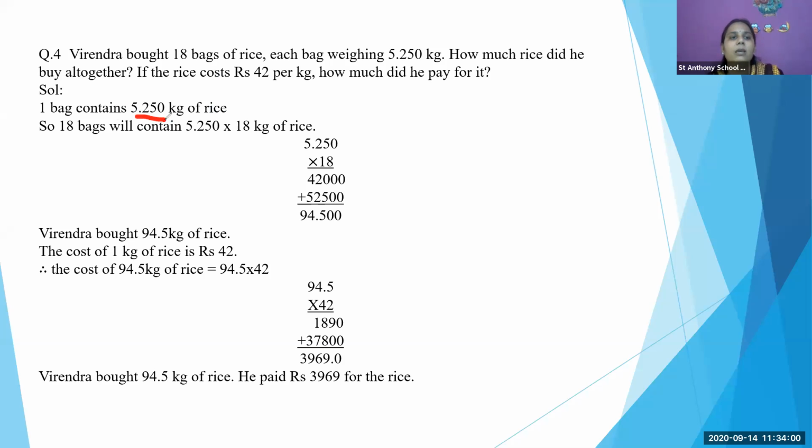5.250. Okay, now how much will 18 bags contain? So what will we do? Multiplication. If I tell you one chocolate is 1 rupee, what would be the cost of 12 such chocolates? You will directly multiply 12 by 1, right? So 12 into 1 is 12.